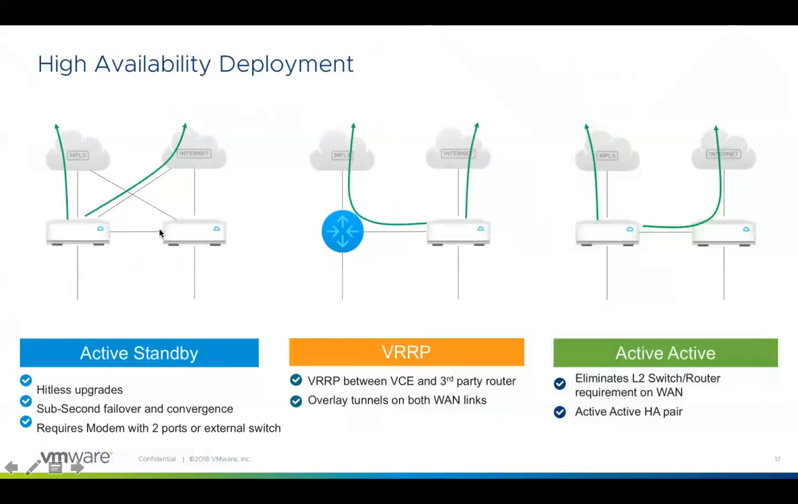So in this case, each edge will be connected to all of the transports available. And if you look at this, we basically require a layer 2 switch, if you will, on the WAN side, because both of the edges would need to be connected exactly the same.